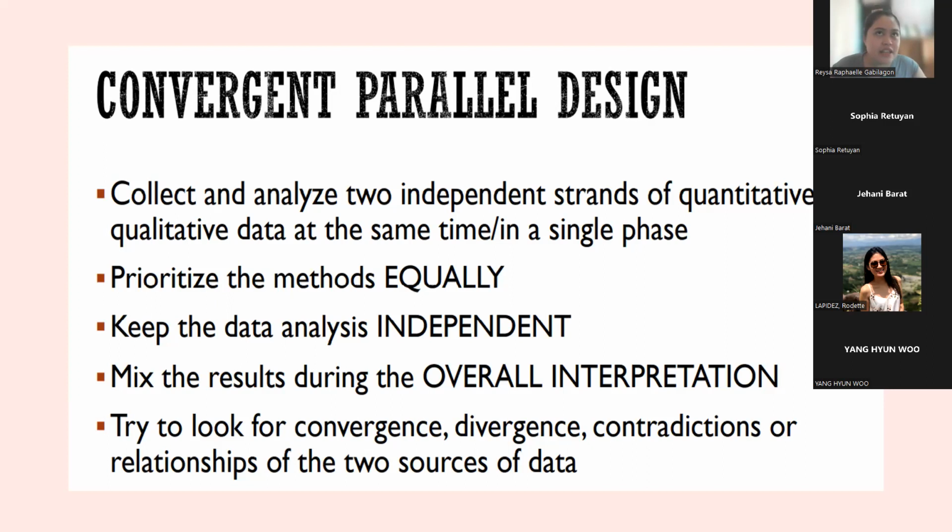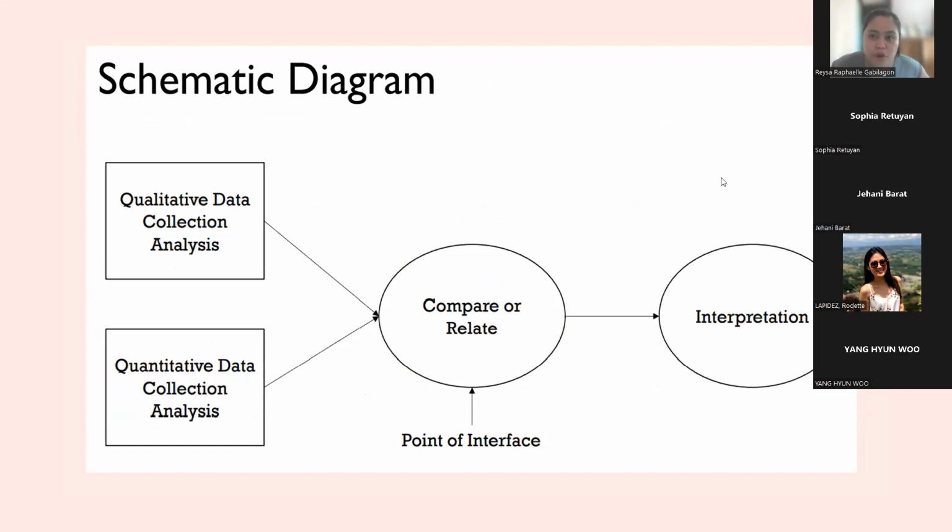Iba yung pag-analyze dito sa numerical data, we will be using statistical treatments or statistical tools. Iba din yung pag-analyze dito sa mga linguistic data or yung mga qualitative natin na data. Pero, even though separate yung kanilang analysis, we will mix the results together in the overall interpretation. So we will be looking for convergence or divergence. Meron bang magkapareho doon sa both data, numeric and linguistic data, or meron bang contradiction sa kanila? Or meron ba relationship between the two types of data?